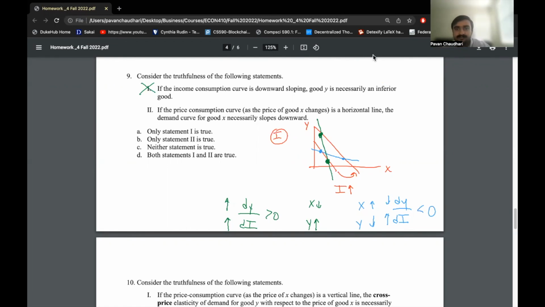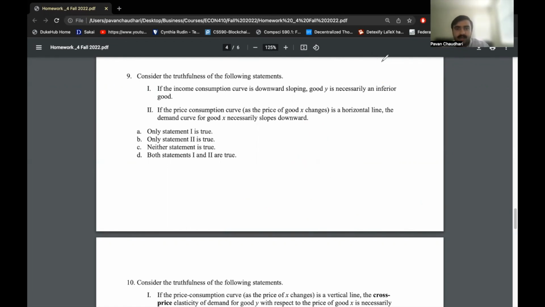Okay. For statement 2, the price consumption curve is horizontal, and we want to find out if the demand curve slopes downward, right? So I'm going to figure that out. This is for statement 2. So we have x and y. For any consumption curve, as always, we draw two budget lines. In this case, I've drawn a price change because it's a price consumption curve. I'm going to draw a price of x going down. Again, you could do price of x going up, whatever you like. We know here it's horizontal. Luckily, there's only one type of horizontal, so no worries about that.